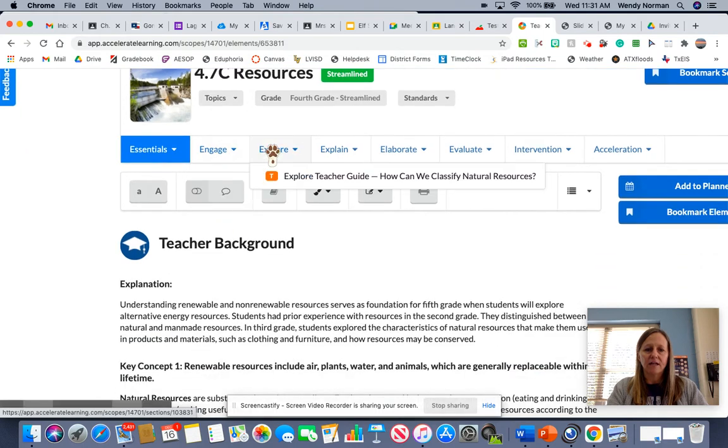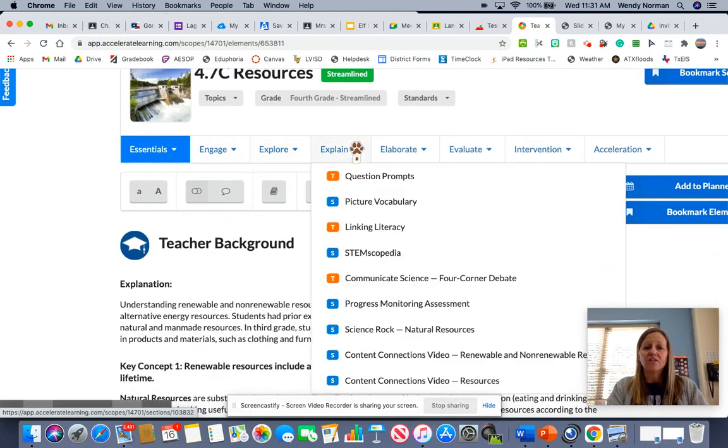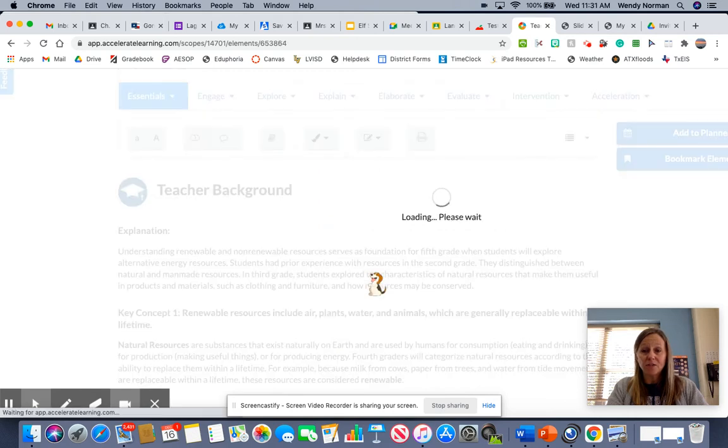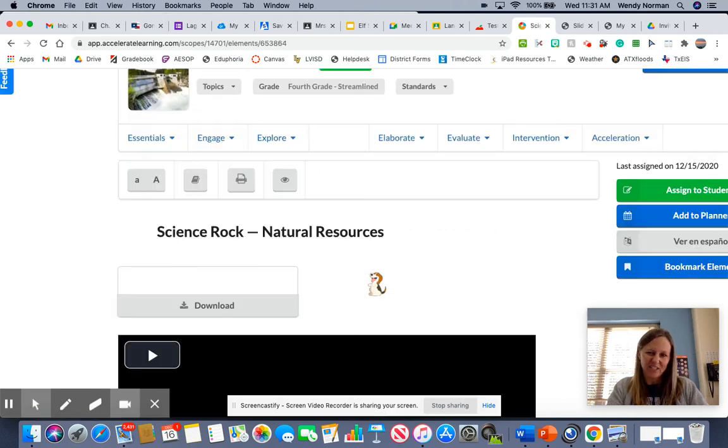I actually love this week. So we'll quickly go over, I'm going to let you guys do the picture vocabulary. Hopefully, you already did the pre-assessment. If you have not yet, go do the pre-assessment before you go over the picture vocabulary. But the picture vocabulary you're going to do afterwards, and then we're going to go ahead and watch Science Rock. But you can watch it again because it's fun. I like it.